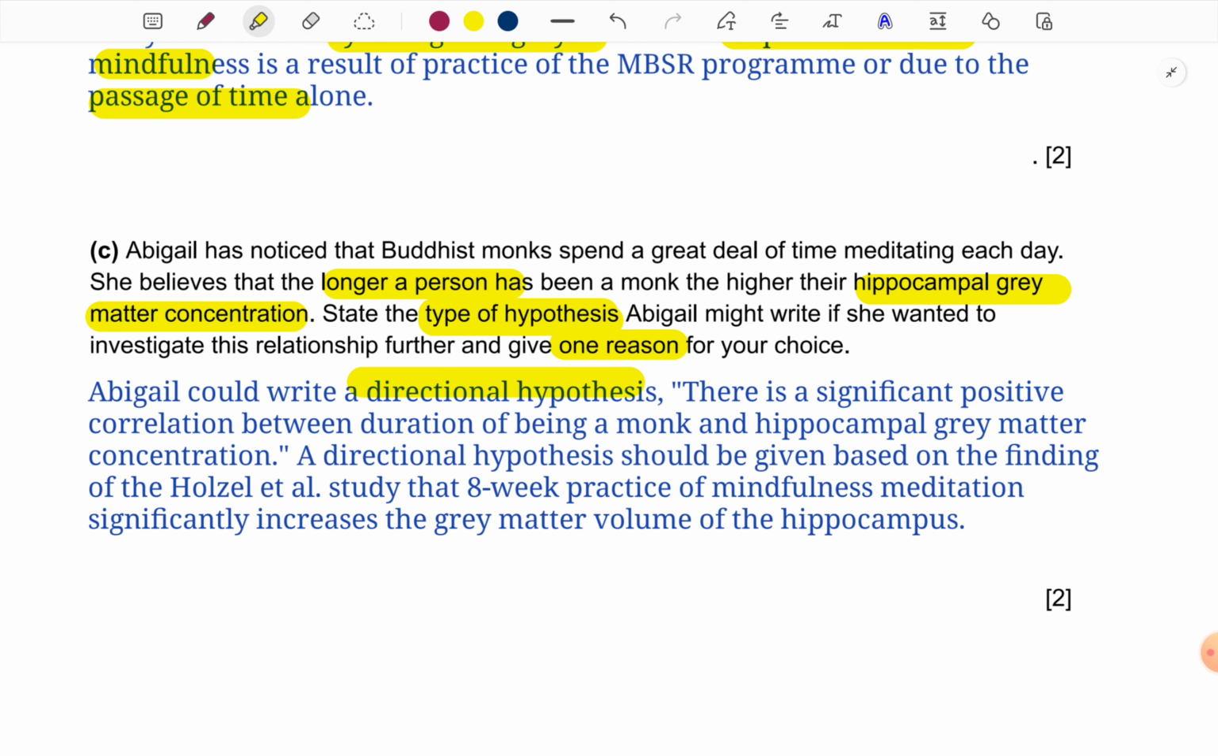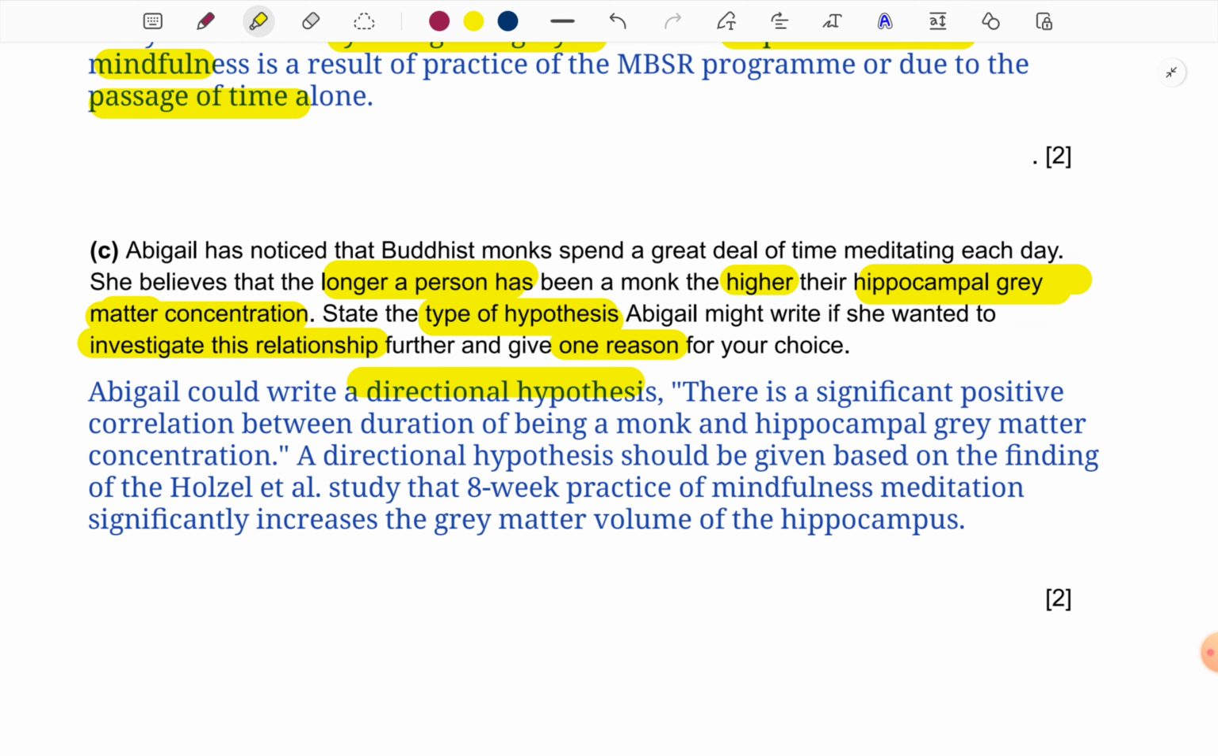Now, one more very important consideration here is not to mix up an experimental and a correlational hypothesis. It's clearly specified she wants to investigate a relation. In fact, if you read the stem of the question, the wording is absolutely correlational. The longer a person has been a monk, the higher their hippocampal grey matter. Typical positive correlation type of statement it is. You lose marks in this case if you give a different type. That is an experimental hypothesis.